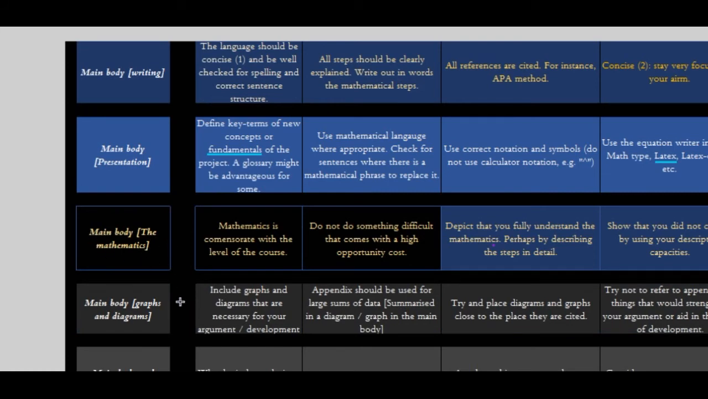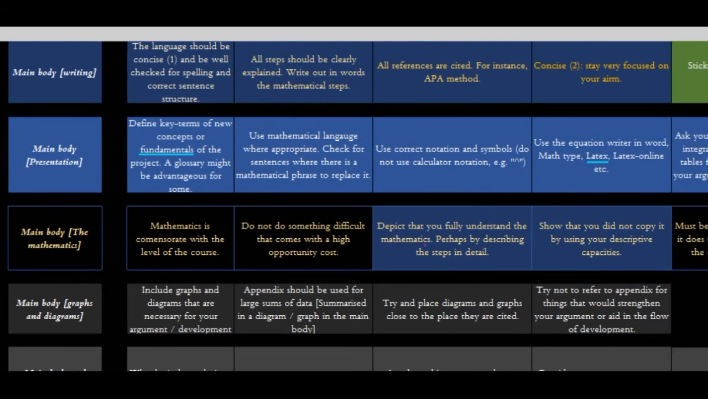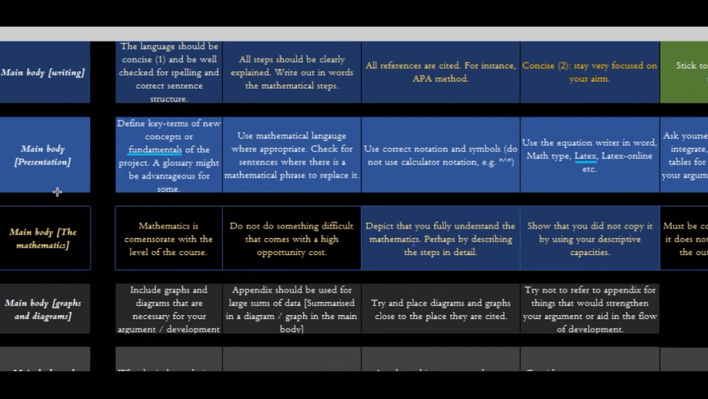Okay, the main body, the mathematics. Let's look at the mathematics in more detail. So with regards to maths, you want to make it commensurate to the level of the course. You can feel the challenge of the course, and you want to make sure that the maths in your IA is linked to that challenge. Do not do something difficult that comes with a high opportunity cost. So that is to say, you pick a topic that's too hard and therefore it's too challenging to reflect on it, for example. Or you're not as personally engaged, and that comes across. So be careful with regards to the challenge.